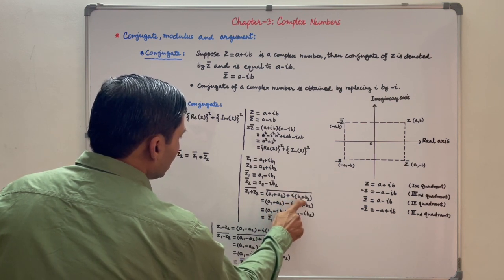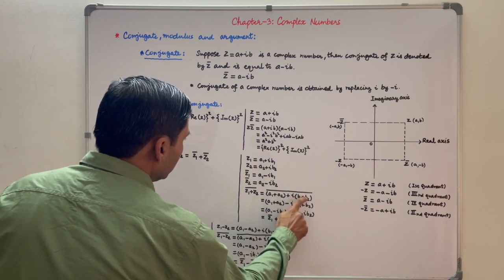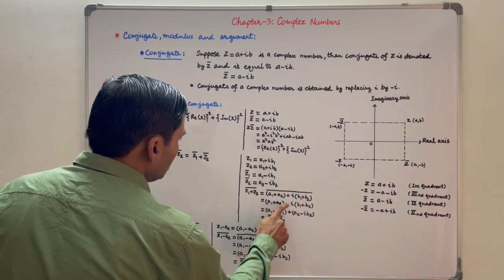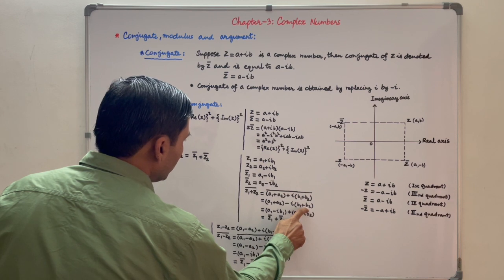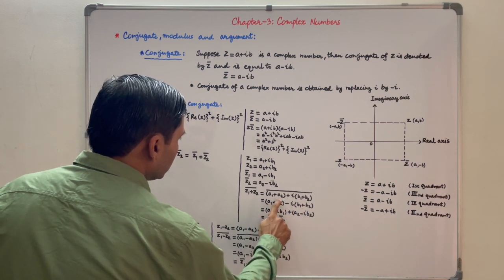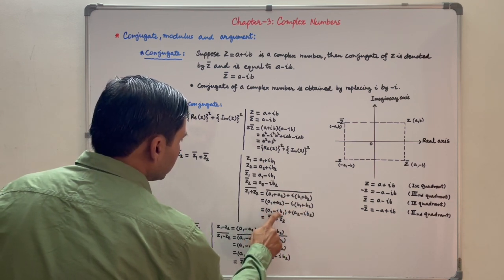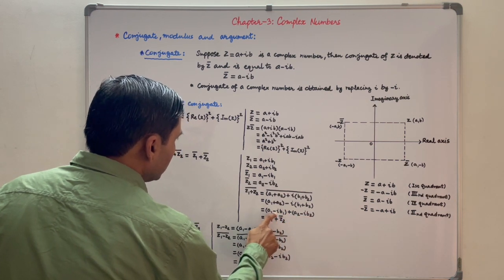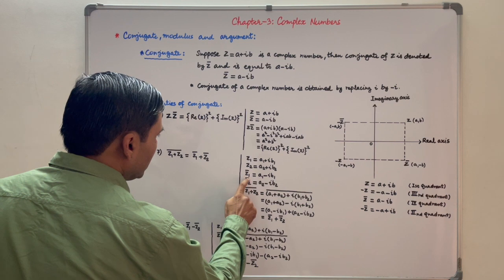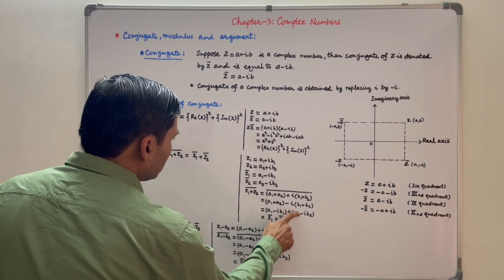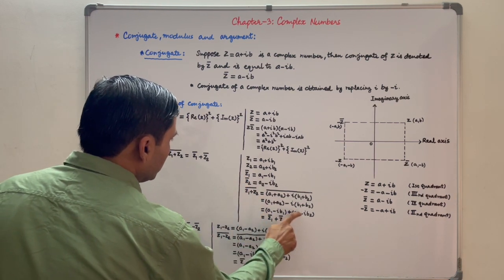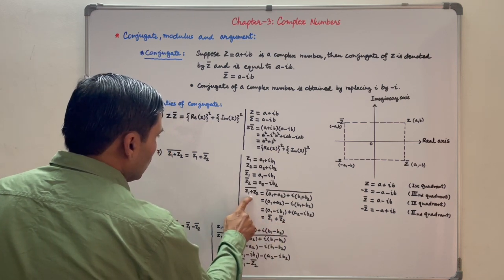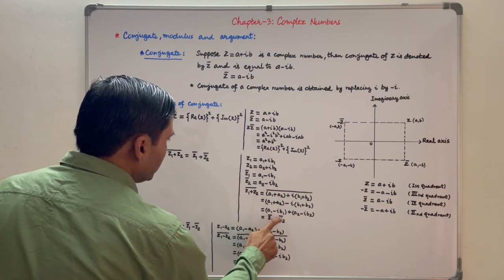Now we can take conjugate of this complex number. We need to change the sign in between. So it will become a1 plus a2 minus i into b1 plus b2. Now we can rearrange the terms again to get a1 minus ib1 plus a2 minus ib2. a1 minus ib1 is equal to z1 bar and a2 minus ib2 is equal to z2 bar. So it becomes z1 bar plus z2 bar. So z1 plus z2 whole bar is equal to z1 bar plus z2 bar.